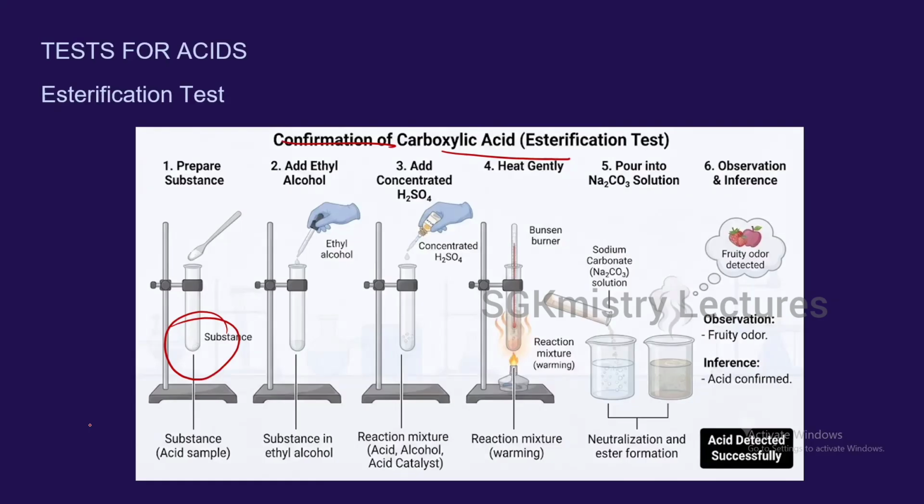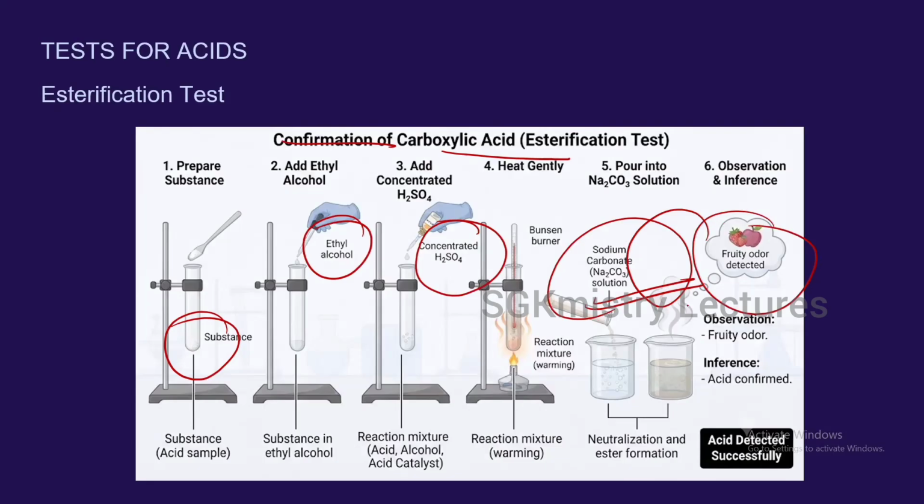You're going to take the substance in the dry test tube. To this, you're going to add ethyl alcohol, and then add concentrated sulfuric acid drop by drop. After this, you're going to heat the mixture, and then pour it into sodium carbonate solution. Okay, so once you pour it into the sodium carbonate solution, if a fruity odor is detected, then it is confirmed that the acid is given to you. So let us now look into how to write the equation for the same.